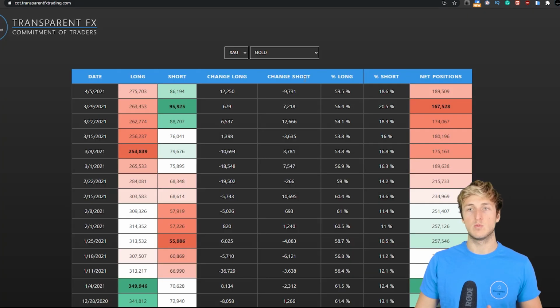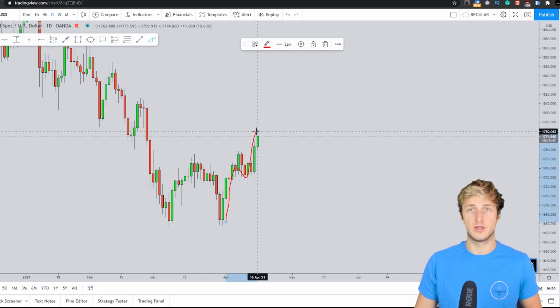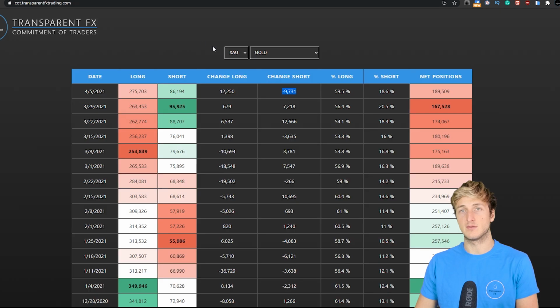Now, if we go and see what we have from a COT perspective, so commitment of traders, which is what hedge funds are doing in the market, what we can see is that with the last report on gold, hedge funds have been adding quite a lot of longs, 12.2k long positions, and closed 9.7k shorts, which obviously explains why gold has been making the move to the upside, because from an institutional perspective, big players in the market are actually longing at the moment gold.